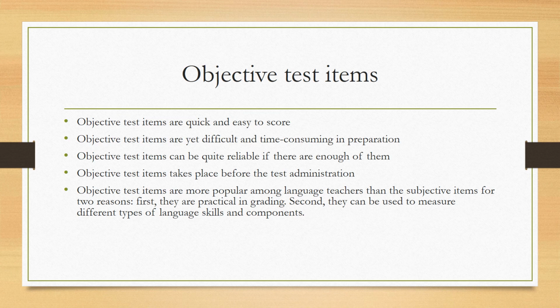So if we want to have a reliable objective test, we shouldn't make a limited number of them. There should be a sufficient number of these objective items in order to say that this test can yield reliable results.